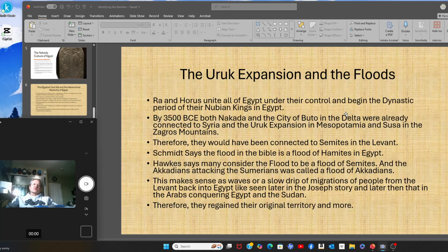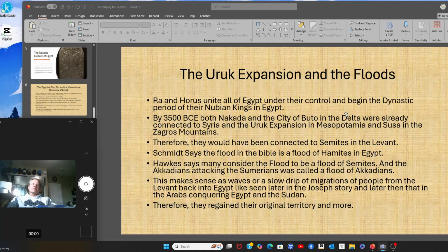The Uruk expansion and the floods. Ra and Horus unite all of Egypt under their control and begin the dynastic period of their Nubian kings in Egypt. By 3500 BCE, both Nakata and the city of Butu in the delta were already connected to Syria in the Uruk expansion in Mesopotamia and Susa in the Zagros Mountains. Therefore, they would have been connected to Semites in the Levant.